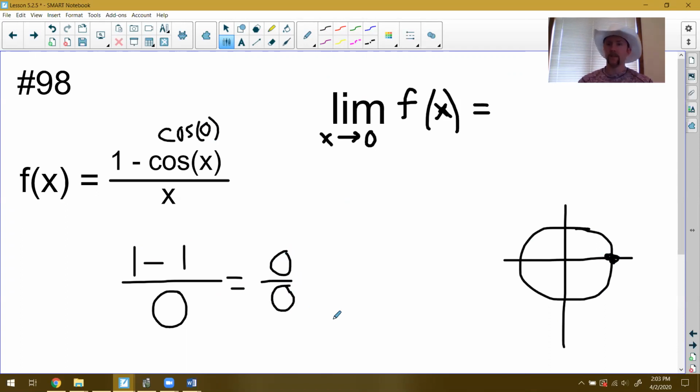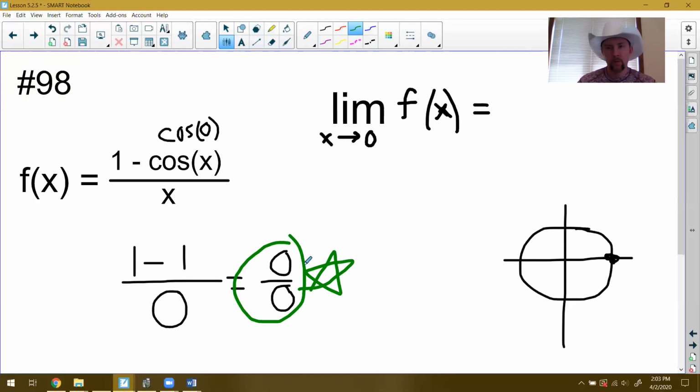So again, this is something that's undefined, but it's sort of a special undefined. I want you guys to keep in mind this right here, 0 over 0 is very, very special in the calculus world. In the calculus world, your whole life is going to change when you learn a rule about 0 over 0 limits.